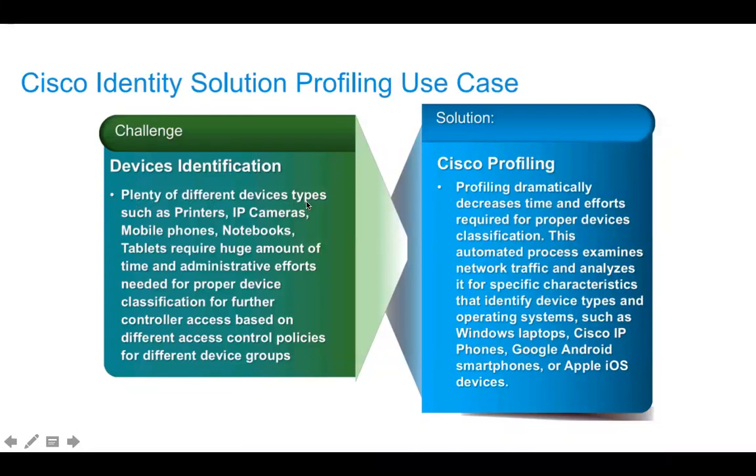Plenty of different device types such as printers, IP cameras, mobile phones, notebooks, and tablets required a huge amount of time and administrative effort for the proper device classification, for further controlling access based on different access control policies for different device groups. You can say that Dell boxes should not be allowed. You can say in that way HP boxes should be allowed. So for the entire group, you don't have to do it individually.